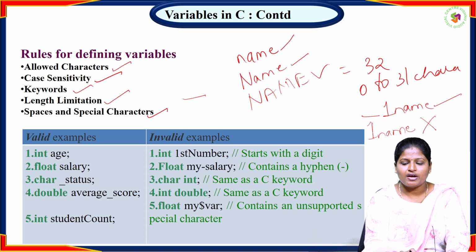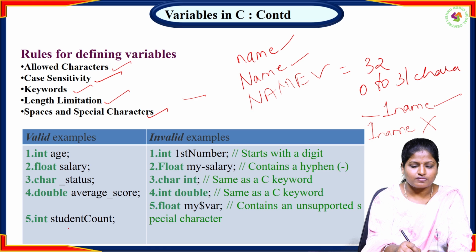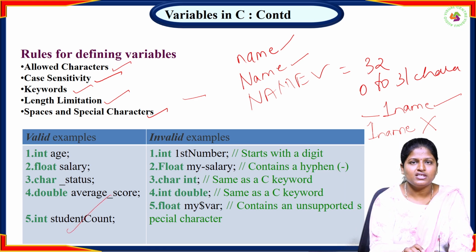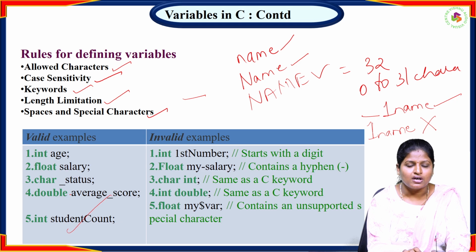See here, we took examples of valid and invalid names. These are the valid examples and these are the invalid examples. Let us see the valid examples. int age, float salary, char _status. As I told, a variable name can start with an underscore character, so this is an underscore here. And double average_score. And int student_count.